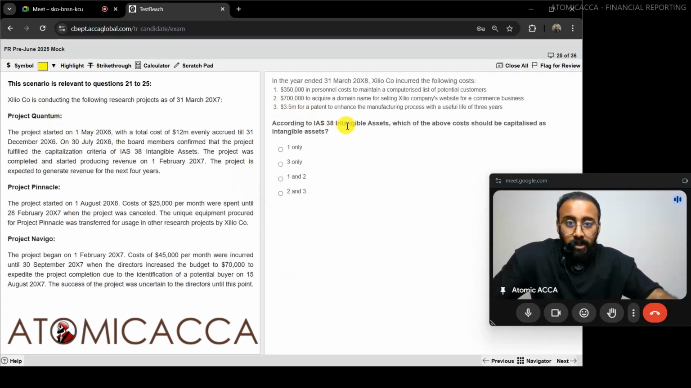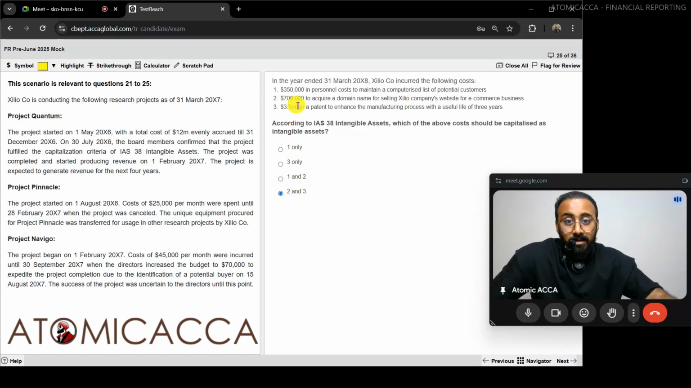Okay, we have one more question. According to IAS 38, which of the above costs should be capitalized as an intangible asset? In the year ended 31st March X8, that is next year, Xillo incurred the following cost: 350,000 in personnel cost to maintain a computerized list of potential customers. Maintaining a customer list is more like a maintenance cost, not a capital expense. So option 1 is out, you cannot capitalize it. 1 only is out, 1 and 2 is out. So that means it's either 3 only or 2 and 3. That already gives the answer that 3 is definitely your answer. Now you only have to confirm whether 2 is an answer or not.